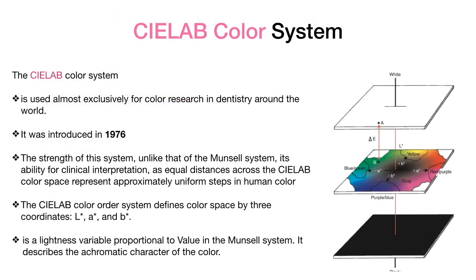What about the CIE Lab color system? This system is used in machine color replication. It has three color spaces, L, A, and B. So it's more quantitative.